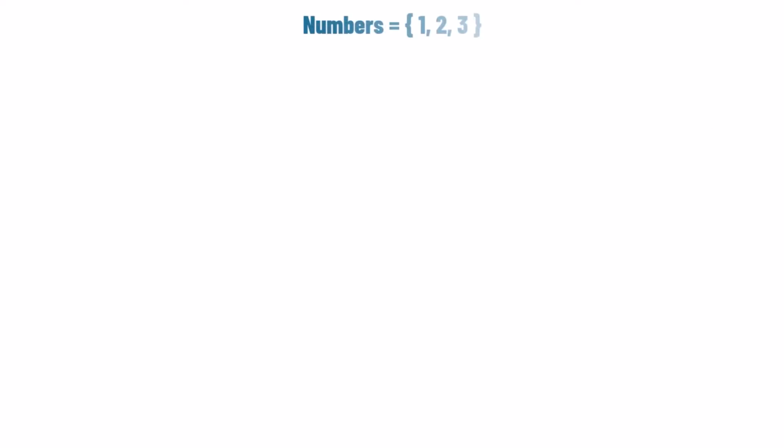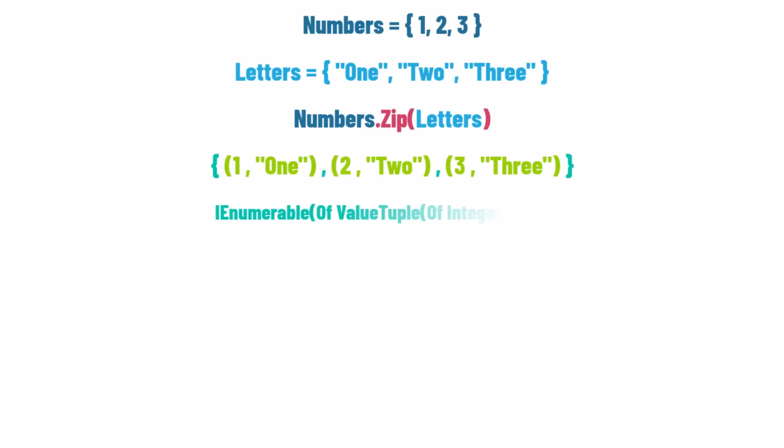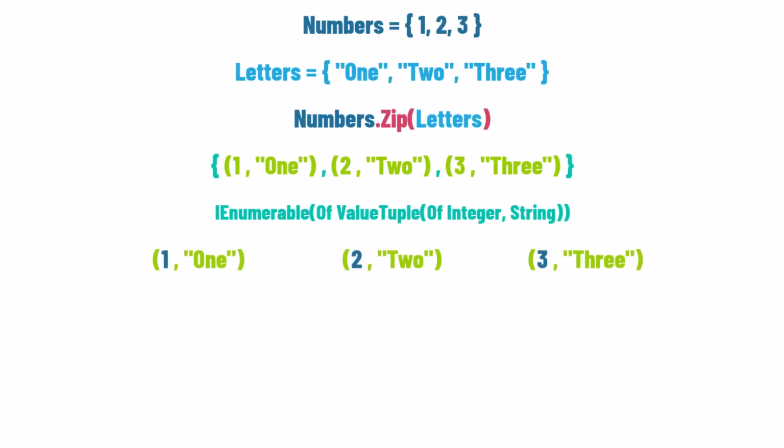Suppose we have an array of integers called numbers, and another array of strings called letters. Using the first overload of zip method in this way, we get the following collection. It's an IEnumerable of tuple of integer, string. As you can see, we have 3 pairs because each array consists of 3 elements. Each pair has the first element from the first array, and the second one from the second array.